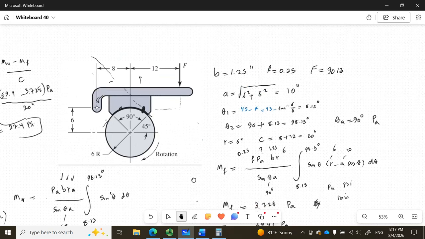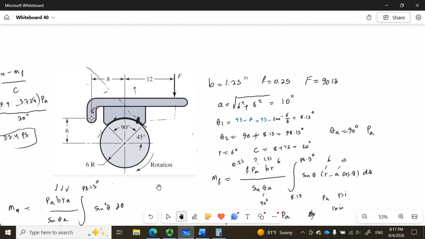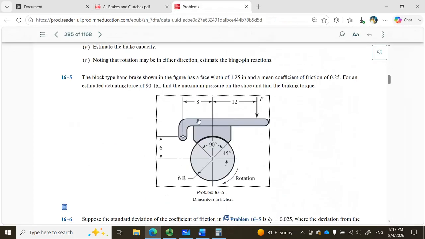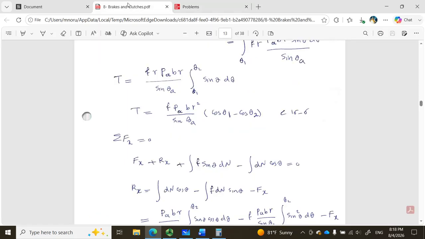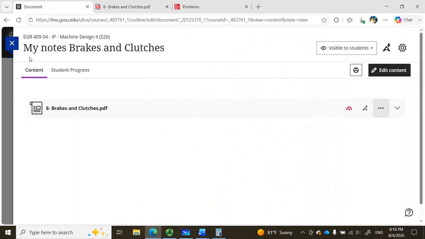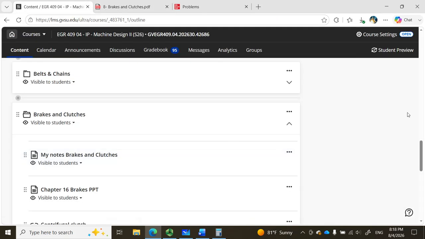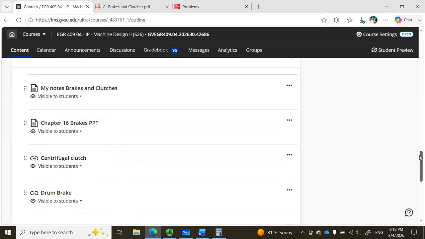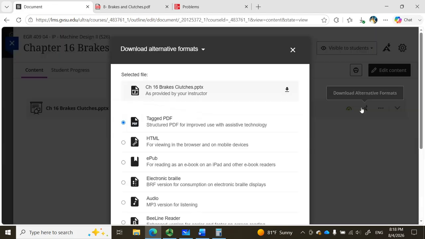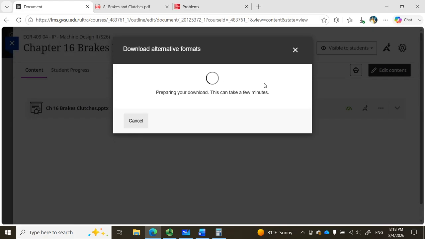Alright, so you saw which set of equations I need to use for a problem like this. You just look at the function of this, how this actuates, how's the mechanics of this, and then decide which set of equations you can use. I have them in notes, and I have them also here in the PowerPoint and also your book. So you can use either one.